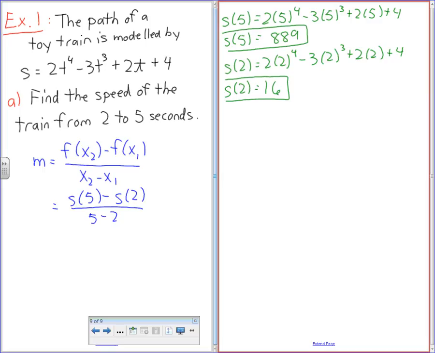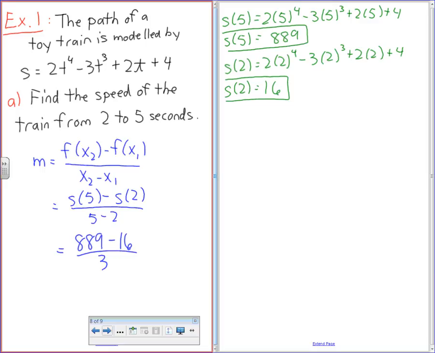Okay, play along, please. 889 units, okay, right? So it's gone that distance. So we're going to say this is equal to S of 5 was 889, minus 16, over 3. Equals 873 over 3. Is 873 divisible by 3? Yeah, 291.